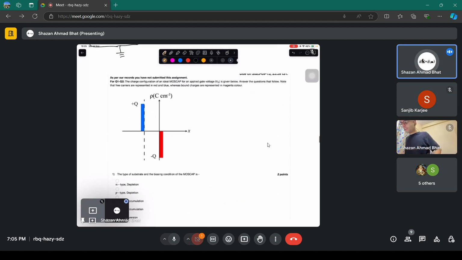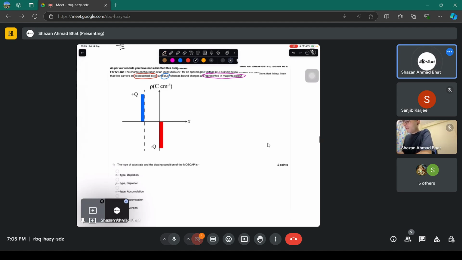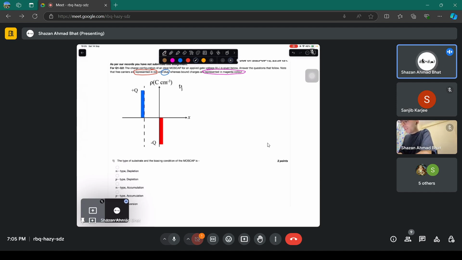So I think this particular problem, starting with the first problem right here, just give me a second. It says that the charge configuration of an ideal MOS cap for applied voltage is given. We have to answer the following questions and note that the free carriers are represented in red and blue, whereas the bound charges are represented in magenta color. Okay, all right. So this is the space charge diagram of a MOS, what I just showed you.